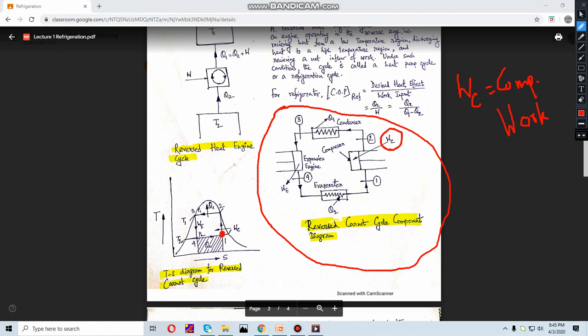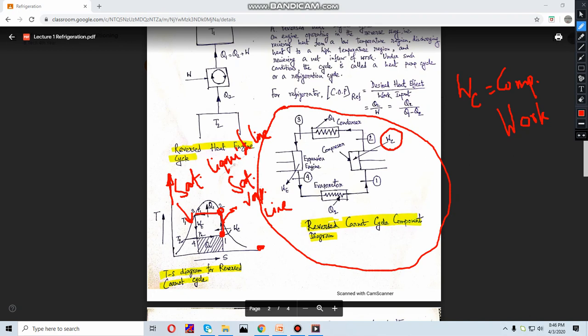If the refrigeration process starts from here, just focus on this TS diagram over here. If it starts from here, then it will reach here after the compression. Now what does it mean? This is the saturated vapor line, and this is the saturated liquid line. So the compression starts from here and it is compressed up to here. So the state of the fluid, which was earlier a mixture of vapor and liquid, is now compressed into a vapor state.